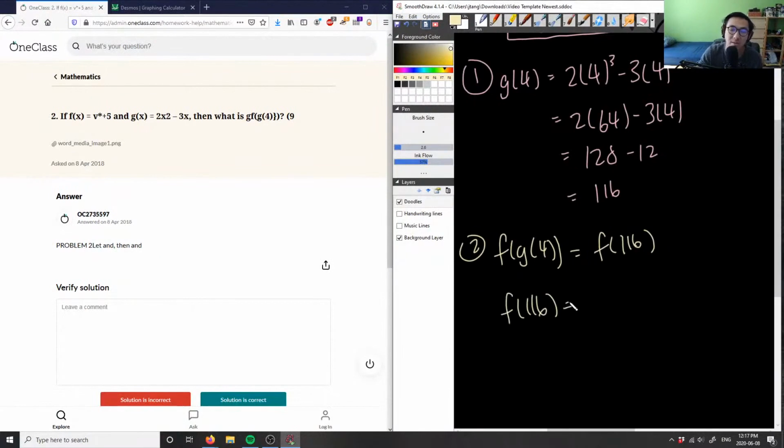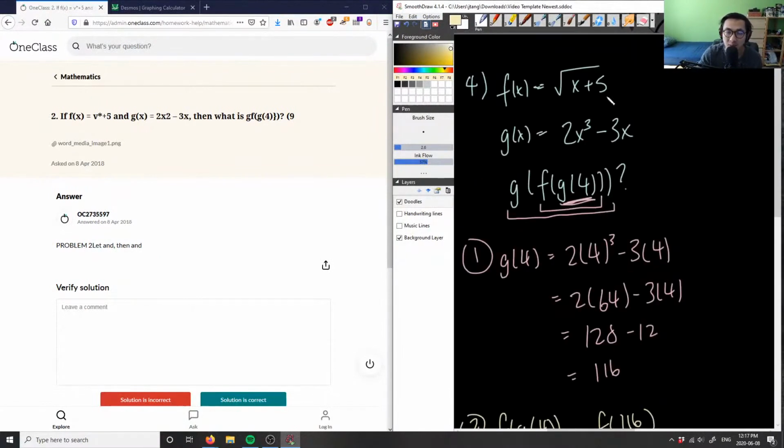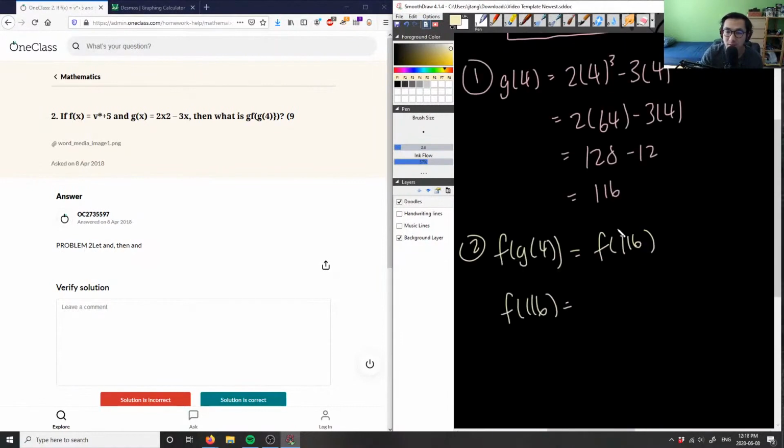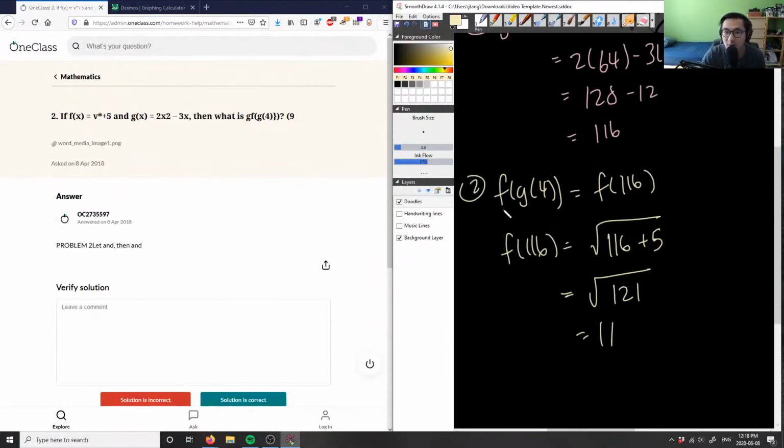And that's also very easy because I can just sub 116 into my f of x here. So f of x equals root x plus 5. So it's going to be the root of 116 plus 5. This is going to give me the square root of 121, since 116 plus 5 is 121, and the square root of 121 is going to give me 11. Let me just double check that. Yes, it's going to give me 11. So that's number 2. So that's f of g at 4, which is going to equal 11.